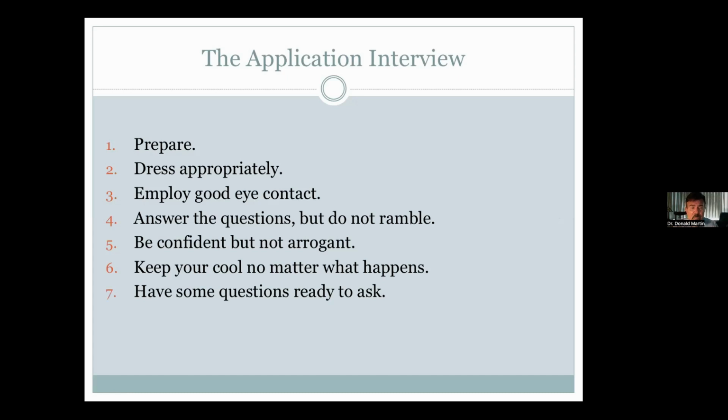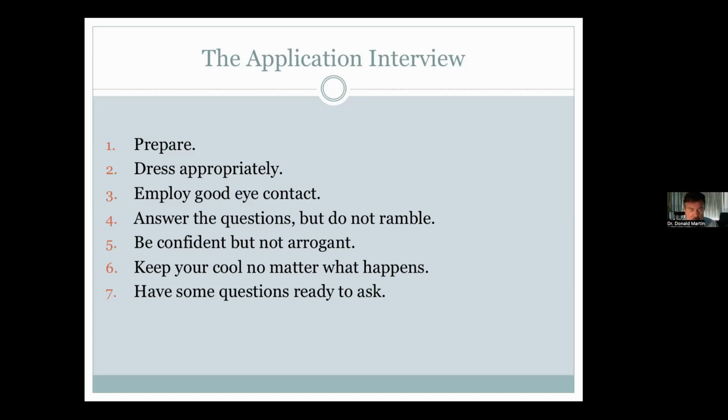Number 7, toward the end of the interview, you may be asked if you have any questions for the interviewer. Please do not ask more than 2 unless they ask you for that. If they say, "Do you have any more questions?" Yes, but have at least 3 to 4 questions ready to ask if you're given the opportunity. You may not be given it, but if you are, make sure you have some questions ready and only ask 2 unless they invite you to ask more.